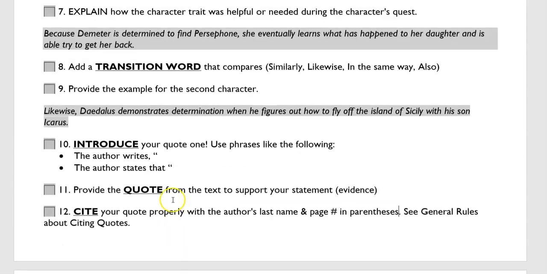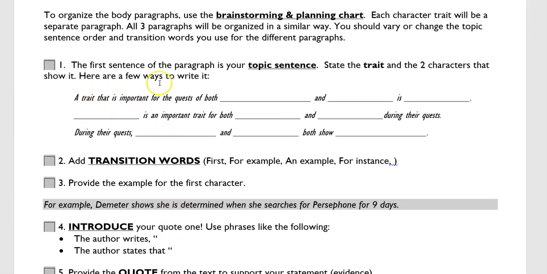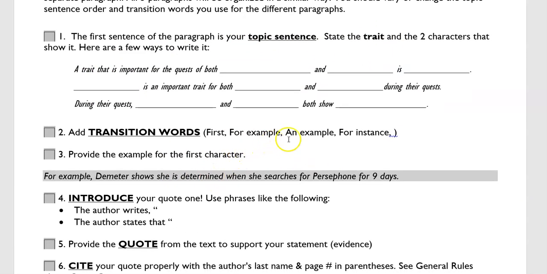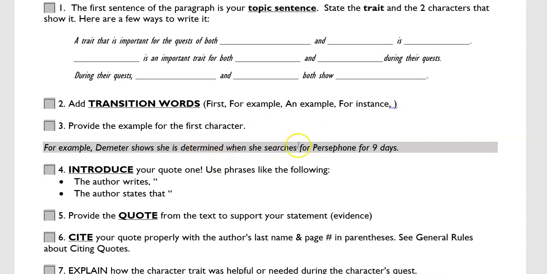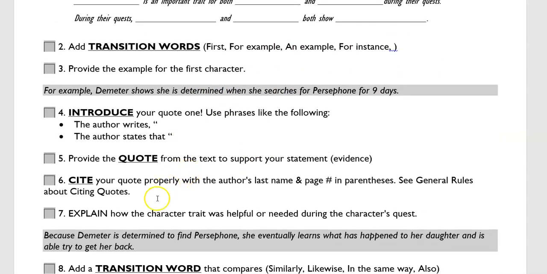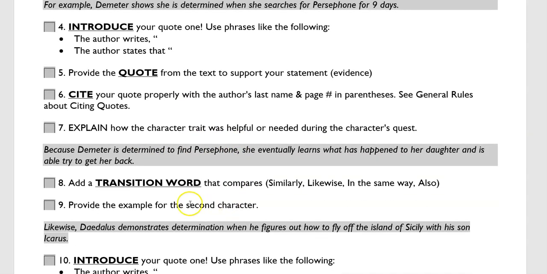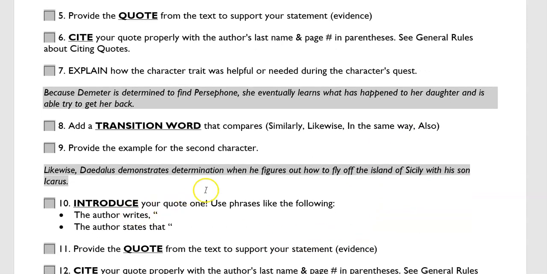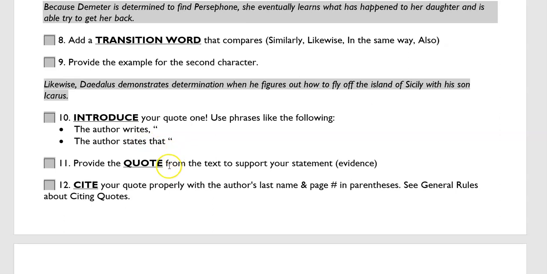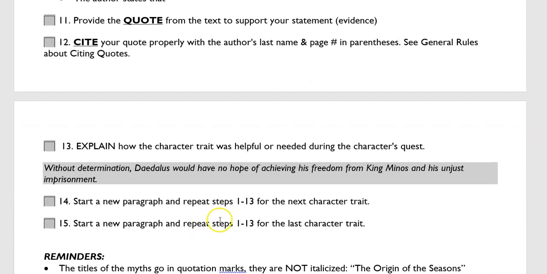And I'm going to repeat all these steps, starting with my topic sentence for my second paragraph with the second character trait, adding my transition word, an example, or for instance, the example for my first character, my quote, explaining how it was helpful. In this case, my second character trait was creativity, and the transition word, a different one. If I used similarly, I used likewise, I might use similarly or in the same way. And then I provide the example for my second character, the quote, and then I explain how creativity helps Daedalus.